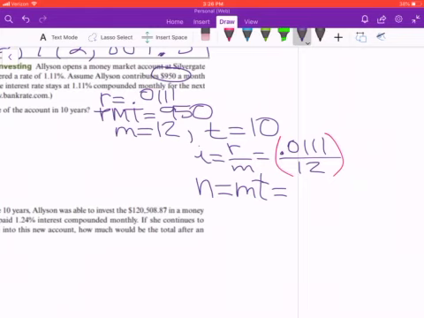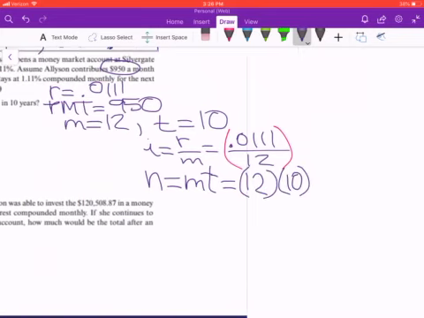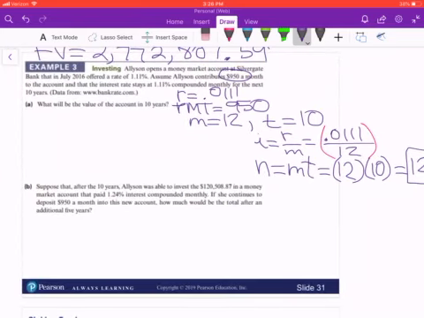So 12 for monthly multiplied by 10 years. So that will give us a total of 120 periods or 120 payments. So now we want to know the value of the account after 10 years. So of course we're going to use T equals 10.